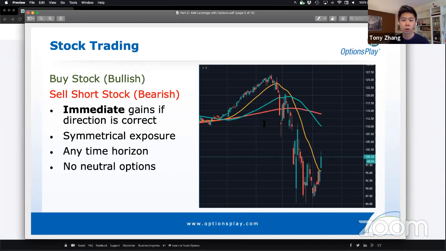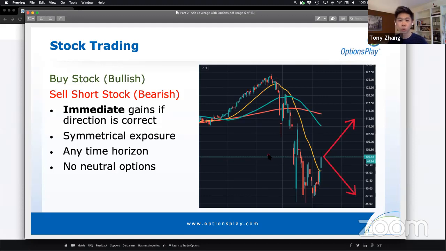So first off, I'm going to start off by talking a little bit about stock trading, because it's important to understand the difference between stocks and options trading to understand truly the difference between buying calls and puts. So buying a stock or shorting a stock is what I would consider truly a bullish or bearish strategy. And what do I mean by that? When we refer to a bullish strategy, that means a strategy that makes money as soon as the stock goes higher. A bearish strategy is a strategy that makes money as soon as the stock moves lower. And that's exactly what stock trading provides you with.